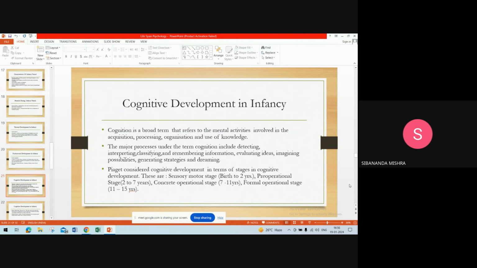Okay. Next is Piaget. This is the great psychologist, Piaget. The great psychologist Piaget considered cognitive development in terms of stages. Piaget developed a big theory that is called cognitive development. It has four stages. One is the sensory motor stage. Second is the pre-operational stage. Third is the concrete operational stage and then the formal operational stage. And age is also written. We are talking about the sensory motor stage, birth to 2 years.